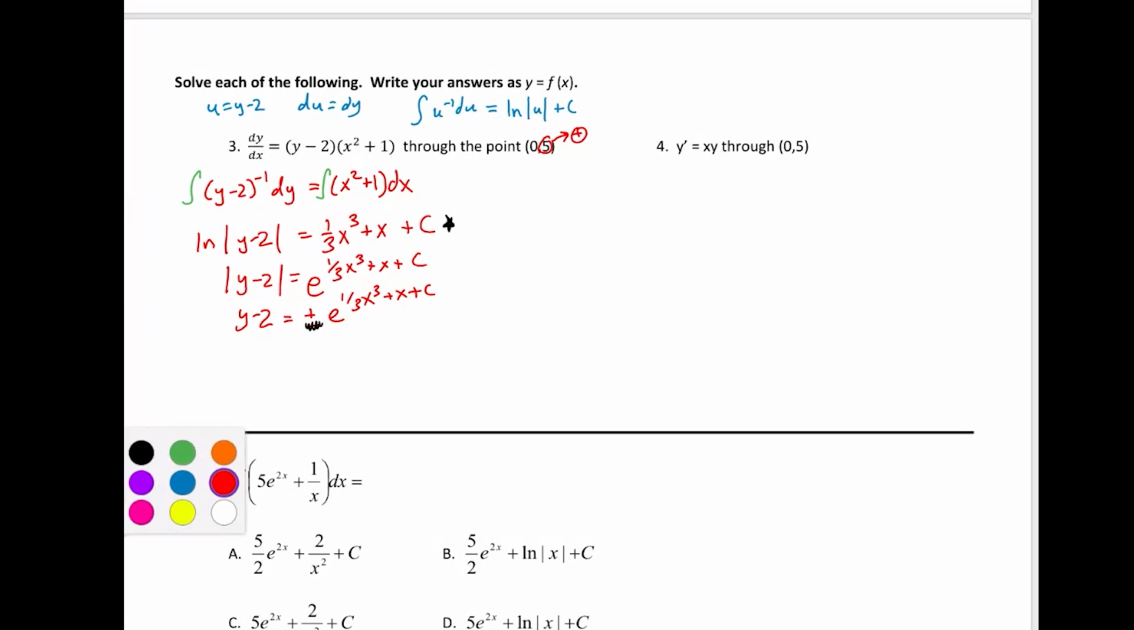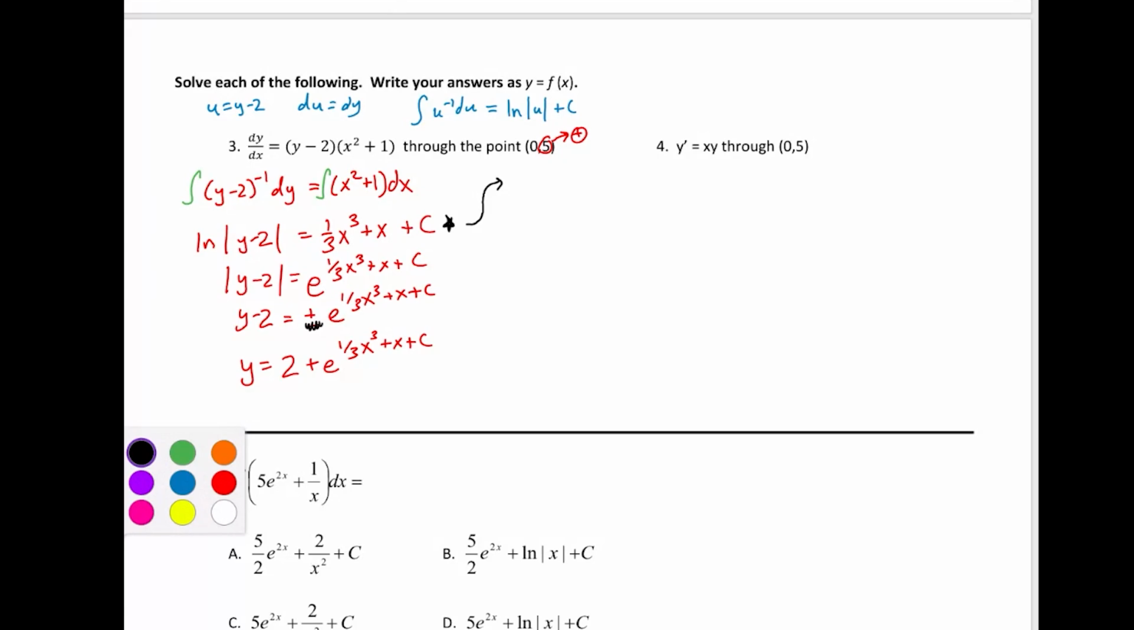All right, the last thing to do is going to be to add 2 to both sides. So we get y equals 2 plus e to the 1/3 x cubed plus x plus c. So we're almost there, but we need to find the c. So let's do that.